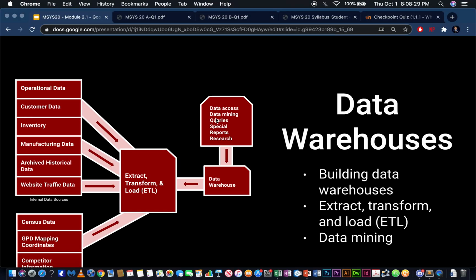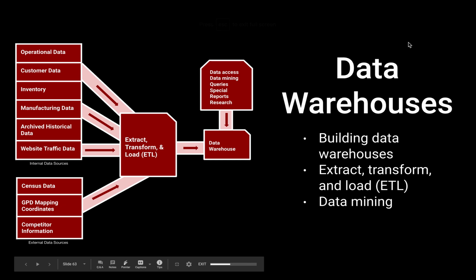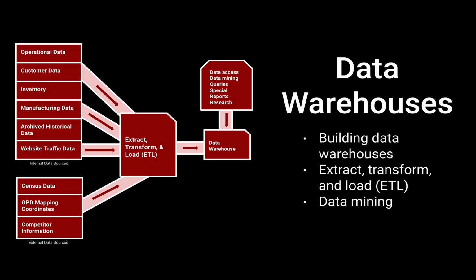Sorry, this arrow is upside down. There you go, it should be like that. So once you've extracted all your data from multiple databases and you transform it, you clean it up, then you will load it to your data warehouse. So what your data warehouse includes is a bunch of data from multiple sources that is sanitized.